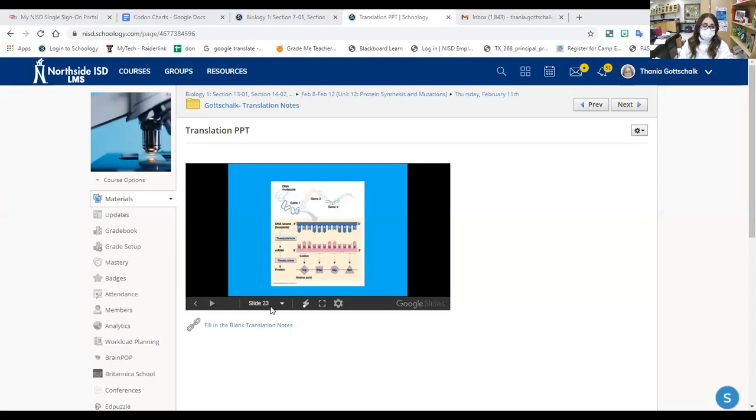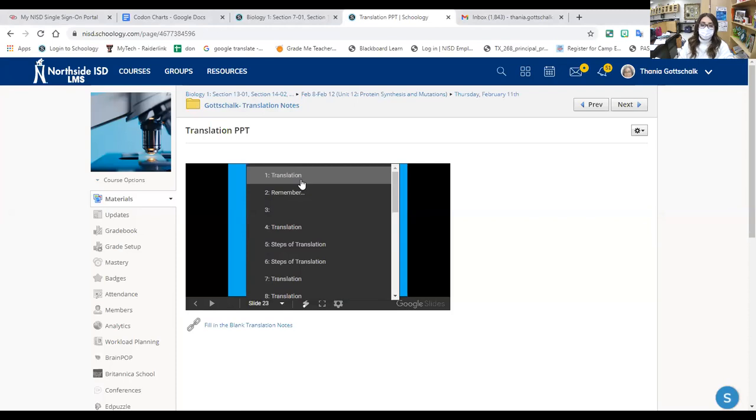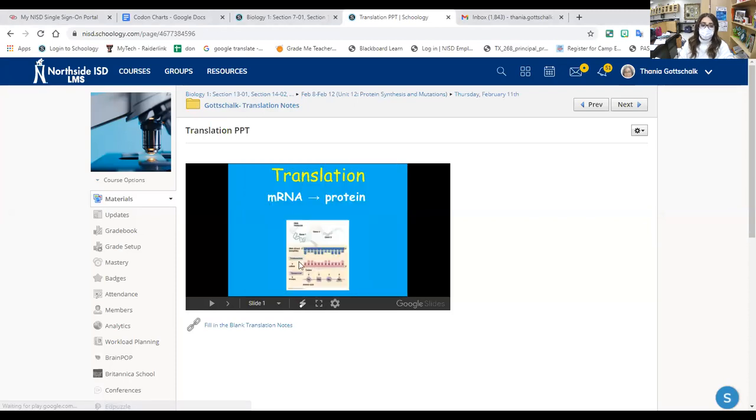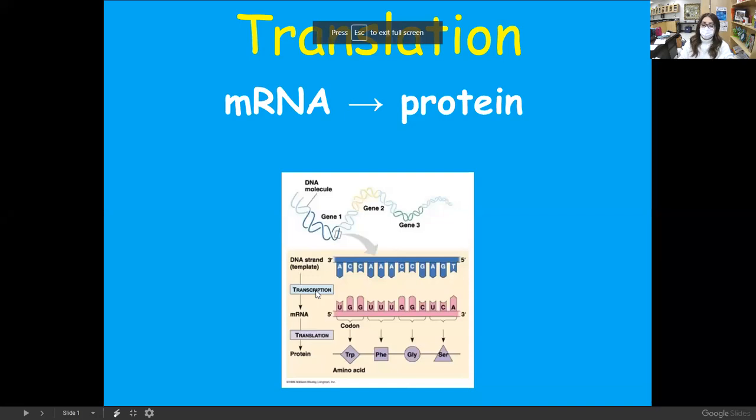All right, so we have started this week off with RNA. We introduced RNA. Tuesday, I lectured about transcription. Yesterday, we practiced. And now we're going to finish this off and we are going to lecture on translation. Now, translation is the final step in protein synthesis.